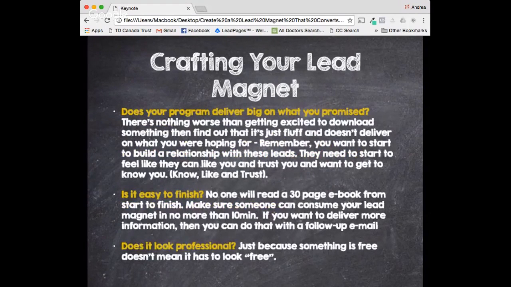And then with regards to the lead magnet itself, does your program deliver big on what you promised? The most important thing you could ever do, especially when you're trying to get people to know, like, and trust you, and get onto your list so that hopefully they'll convert into new patients afterwards, is that they have to really be like, oh my goodness, I'm blown away that this was given away for free. I can't believe this person went so above and beyond, or this is the information that I've been looking for.